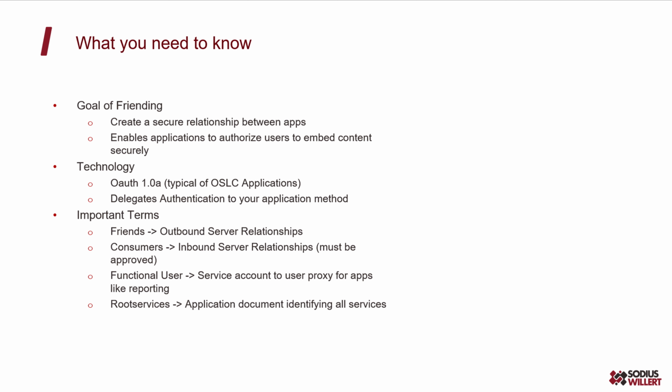The important terms to pay attention to are consistent across tools. Friends are the outbound server relationships. So if I'm in Jira, you'll see friends out to my IBM tools. And when we're in the IBM tools, we'll see relationships back into Jira. Consumers are the inbound relationships, and those are the things that we need to approve. So as a server, I need to make sure that not only does somebody want to talk to me, but that I'm going to allow them to talk to us, and that's called approving that friend relationship as a consumer.